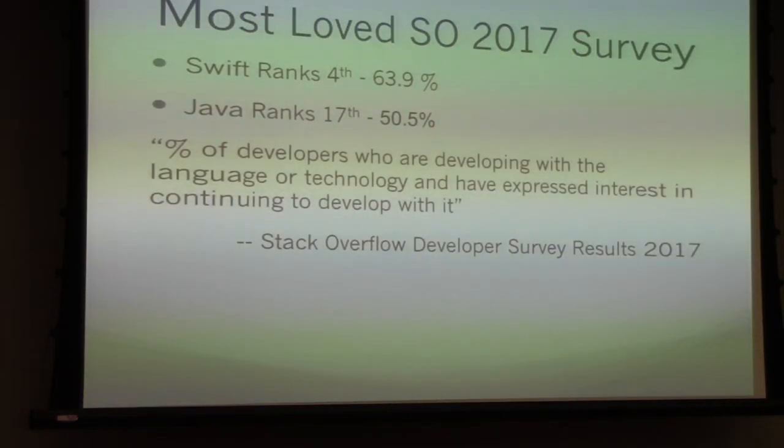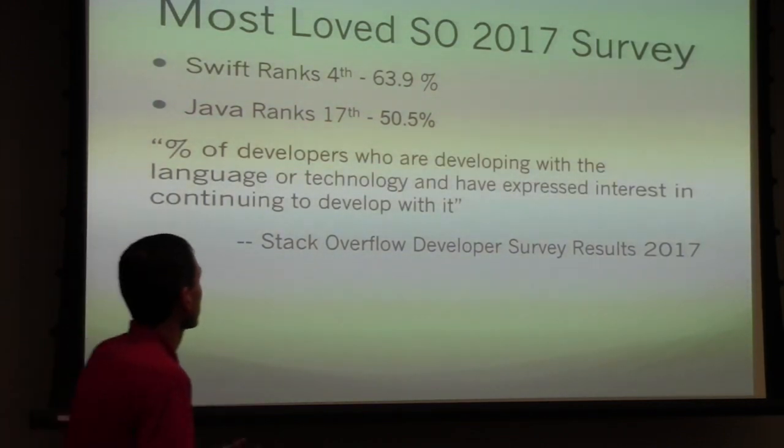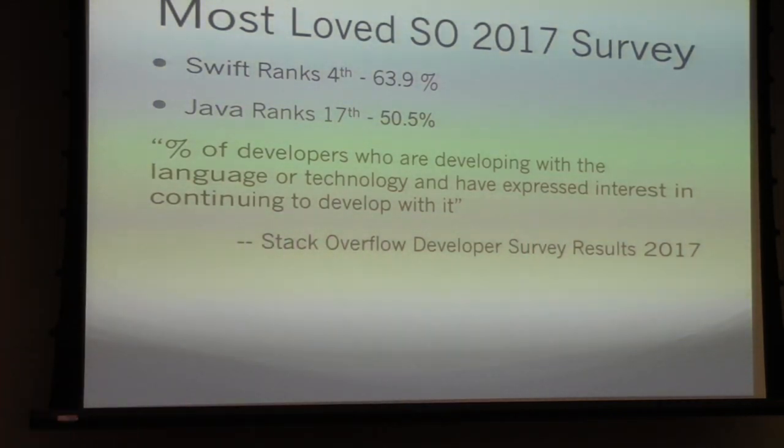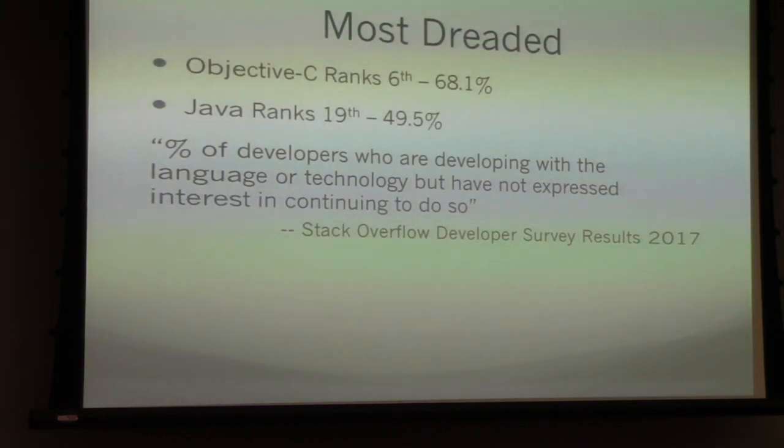In Stack Overflow, in terms of the most loved languages, which specifically means those that are currently developing with the language and have expressed an interest in continuing to do it. So it's like, okay, I'm using this thing and I'm happy, right? Swift ranks number 4, and Java ranks 17th, which is not too shabby. And you'll note the percentages overlap, because 63 and 50 is over 100, so there's definitely some overlapping there. I don't know how much, but they can coexist peacefully.